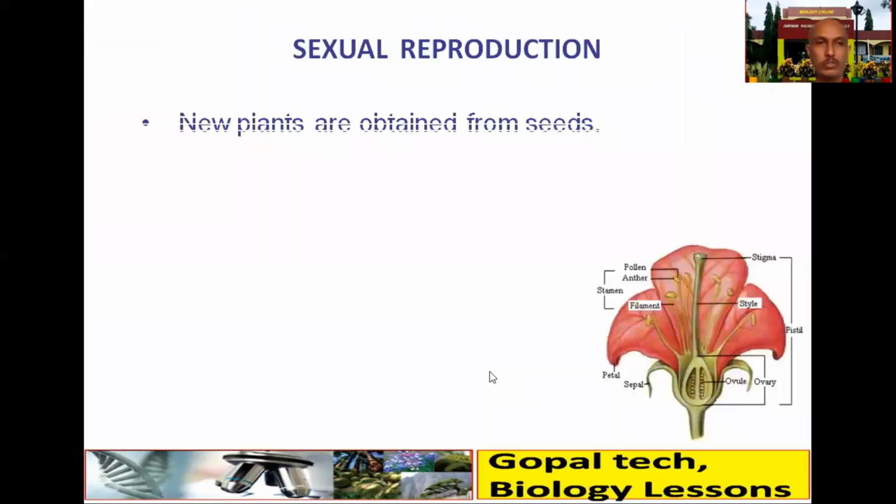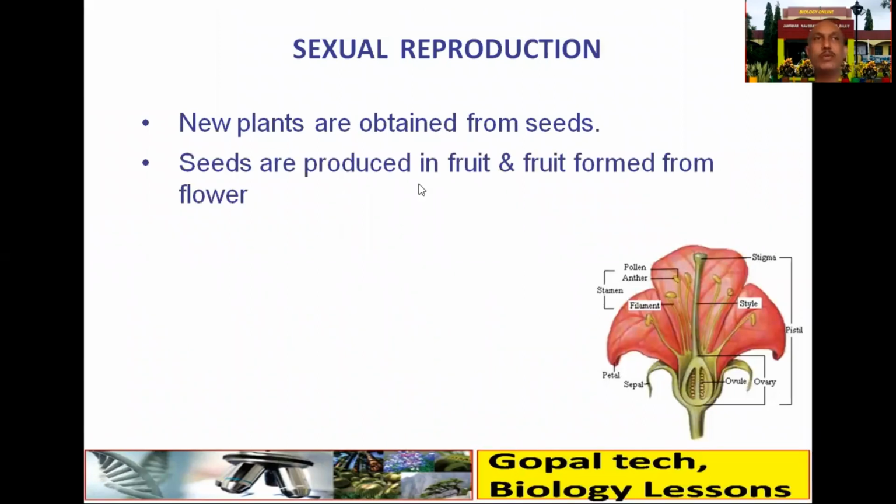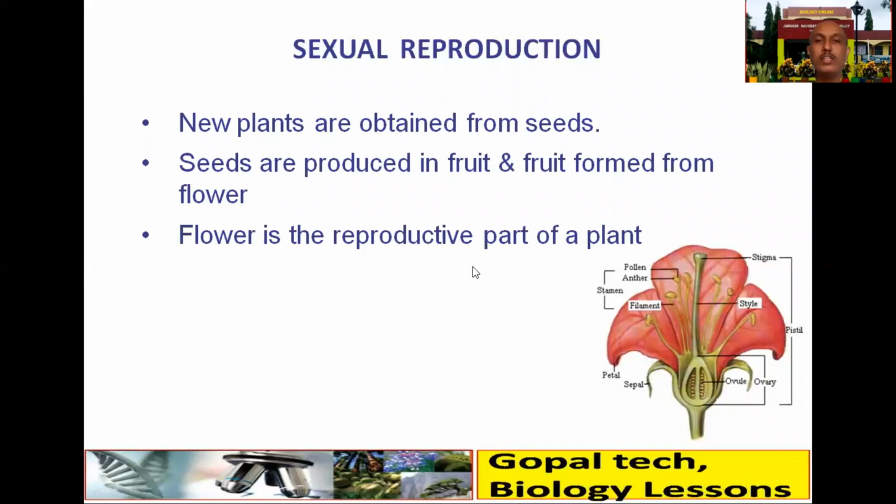So in sexual reproduction, new plants are obtained from seeds. Seeds are produced in fruit, and the fruit is formed from a flower part, that is the ovary. So the flower is the reproductive part of a plant. Now see, this is the green-colored outermost layer called sepal. This is brightly colored, called petal. Then here there is a stamen. The stamen contains two parts, a long stalk, that is the filament, and the tip contains an expanded part called anther. The anther will produce pollen grains.